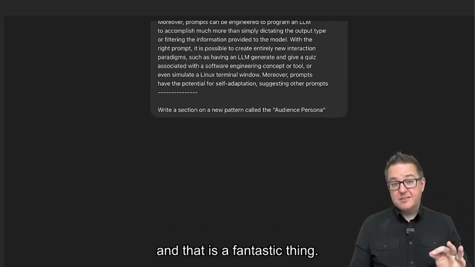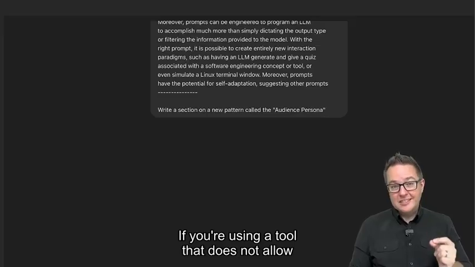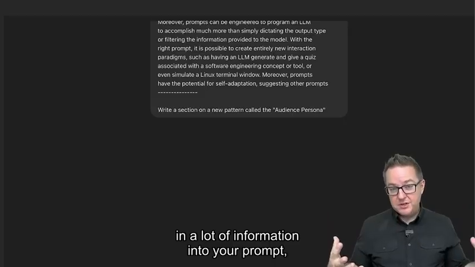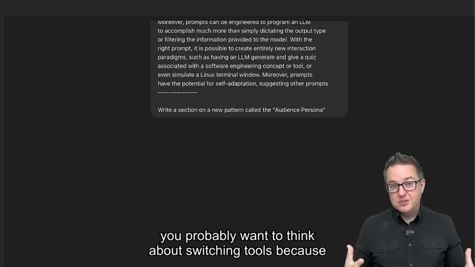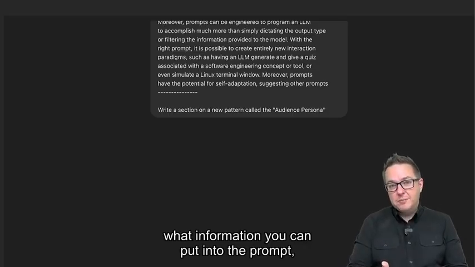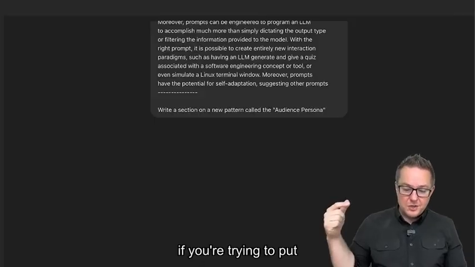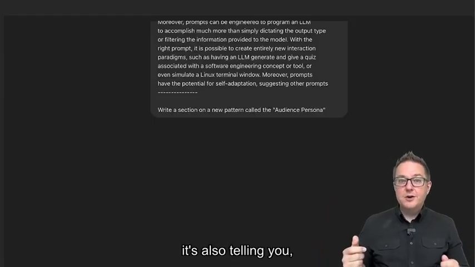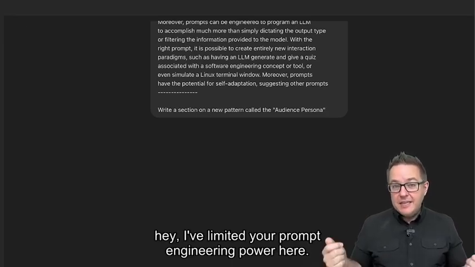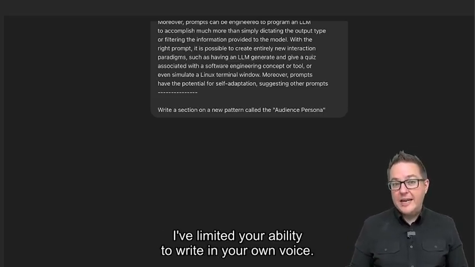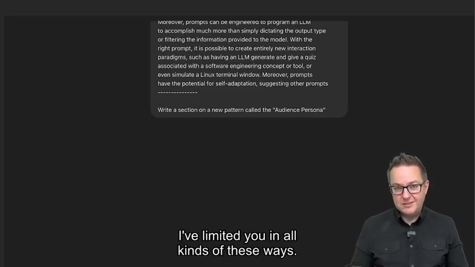and that is a fantastic thing. And if you're using a tool that does not allow you to put a lot of information into your prompt, you probably want to think about switching tools. Because the moment that you are limited in what information you can put into the prompt, if you're trying to put a lot of information in there and it says, hey, you've exceeded the character limit, it's also telling you, hey, I've limited your prompt engineering power here. I've limited your ability to write in your own voice. I've limited you in all kinds of these ways.